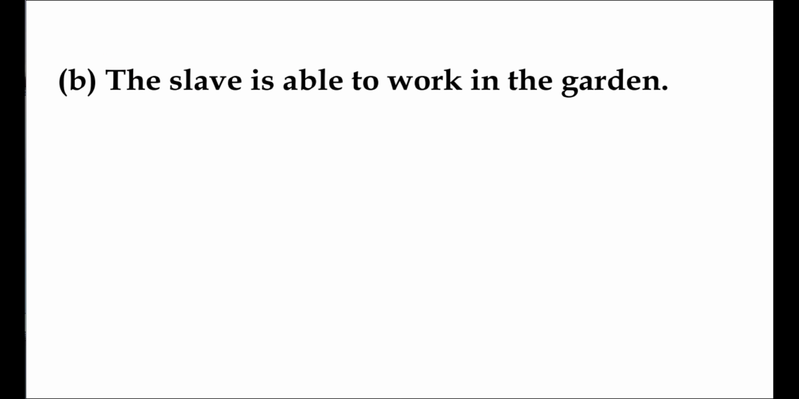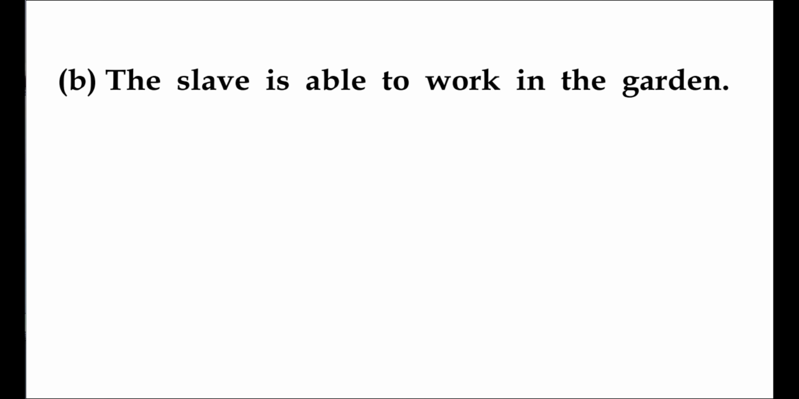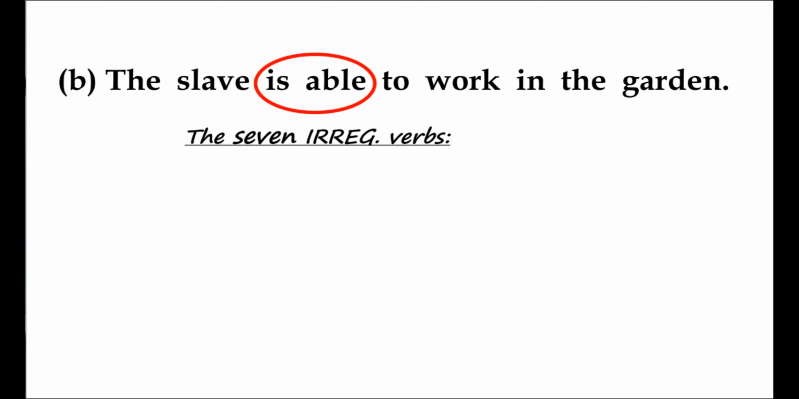The slave is able to work in the garden. We'll separate it out a little bit. You'll notice that it's in the present tense. That's good news. But it's one of those irregular verbs that hopefully you remember when you learnt the 7 irregular verbs. You've only got 7 of them. It's not impossible to make sure that you go away and learn these.